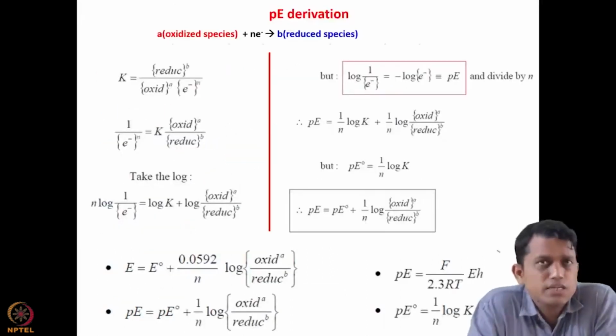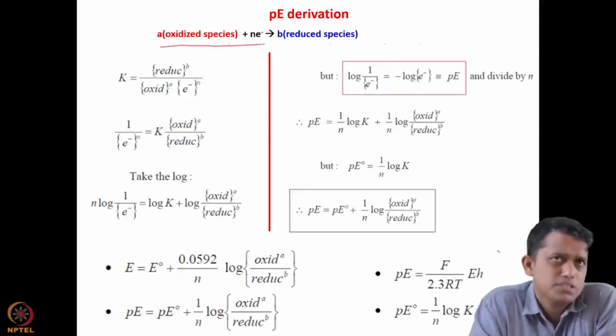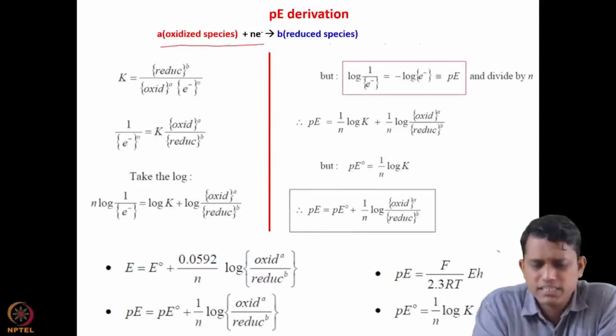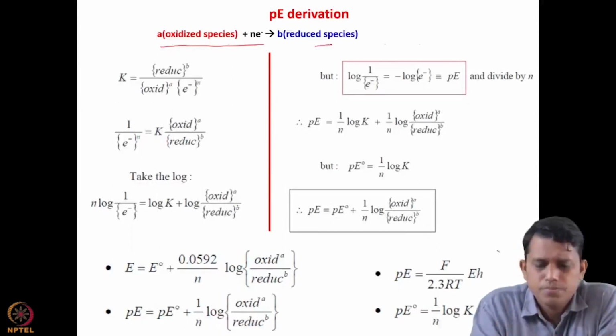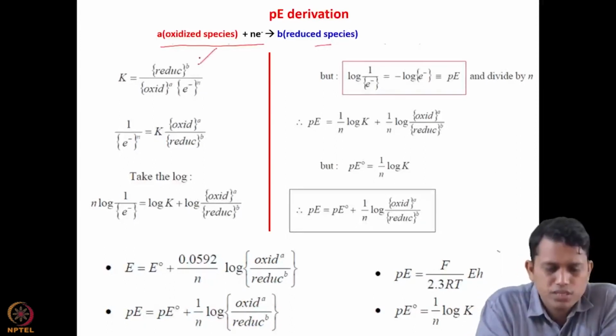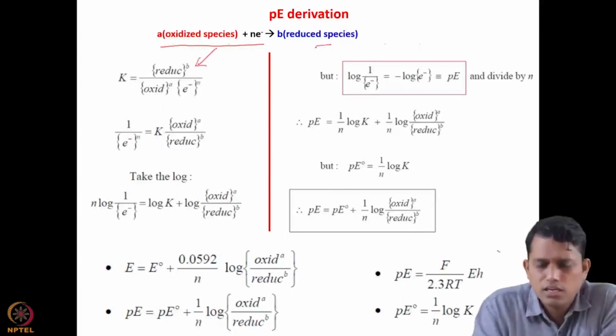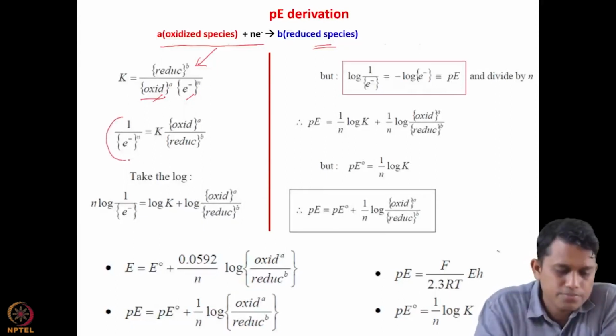So let us assume an equation where you have an oxidized species, that is A. It takes n number of electrons to give some kind of reduced species, that is B. And from the general chemistry point of view, we can always write an equilibrium constant for this reaction. The equilibrium constant for the reaction is simply K equals the reduced species divided by the oxidized species and the electron. And we just do some mathematical juggling here and there, and then we'll find this term here.